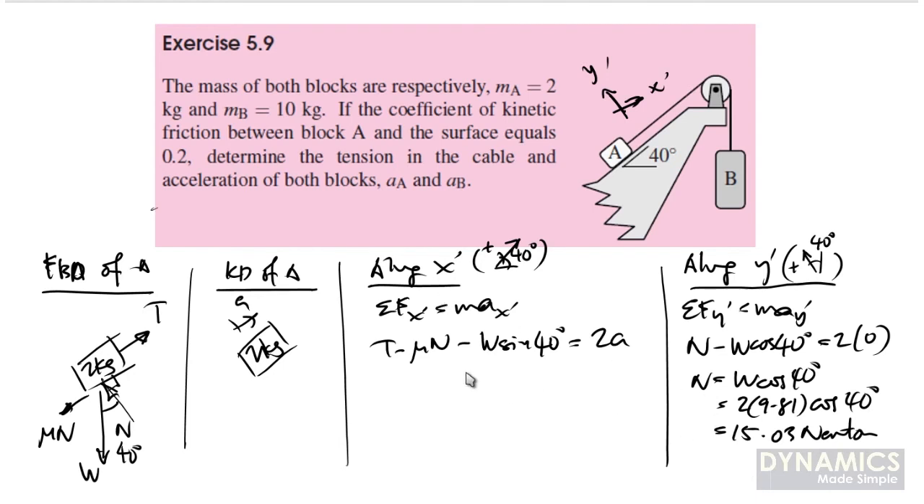So once we have our N, we can substitute our N back here to simplify this equation. So mu is 0.2. Okay, this will give us our first equation. We have two unknowns, T and A, so we cannot solve this since we have one equation, two unknowns. Okay, fine. So we need another equation, and that equation will come from member or block B here.